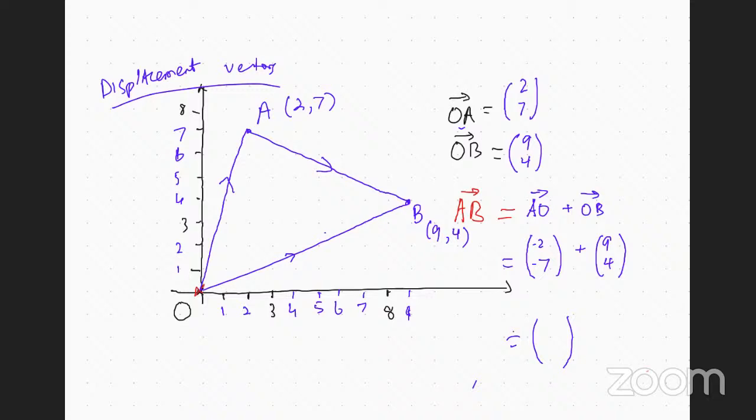Correct now. -2 + 9 is 7. -7 + 4 is -3. So the answer is 7i minus 3j. All right. So that is our introduction into displacement vectors.